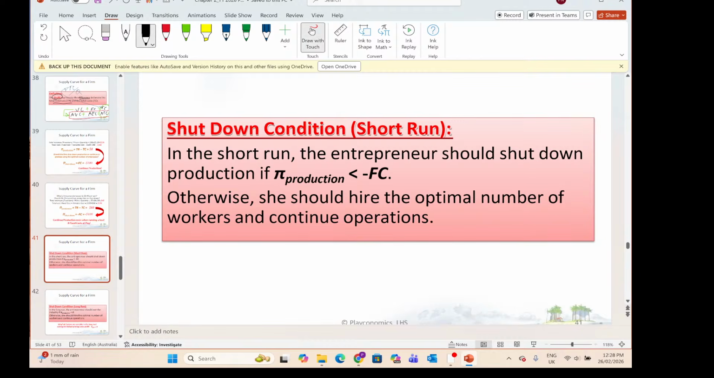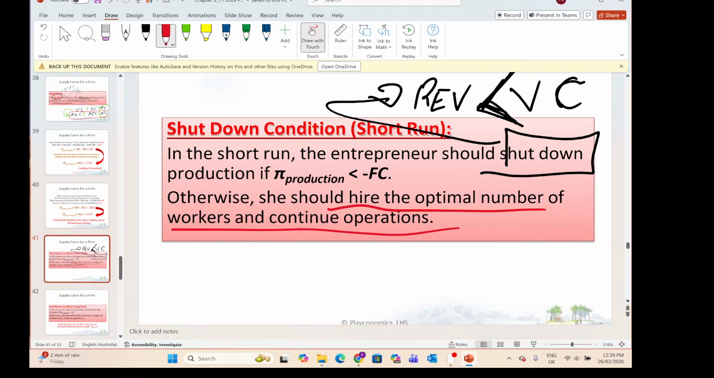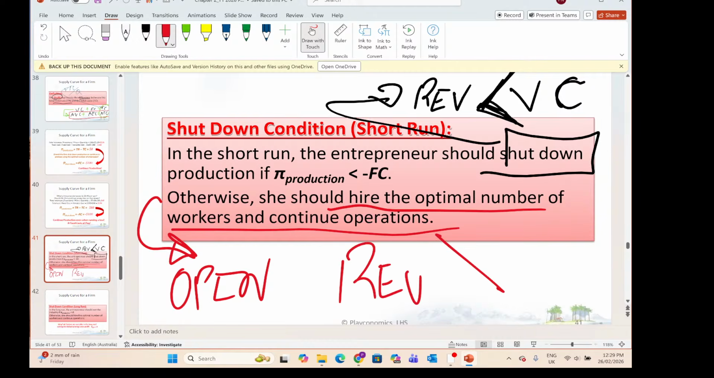So what Alberto's basically saying here is the firm should shut down, right? The firm should shut down if production involves a loss that's greater than the fixed cost. So the firm should shut down, as I said before, if the revenue is less than the variable cost. Otherwise, if the revenue is greater than the variable cost, then the firm should hire some workers and continue the operation. So this is the open rule. And you do that if the revenue is greater than the variable cost.